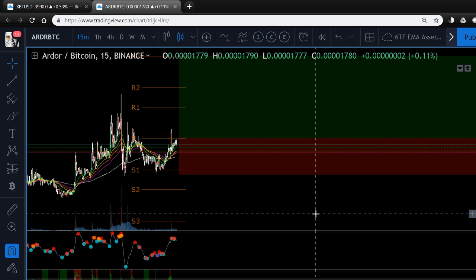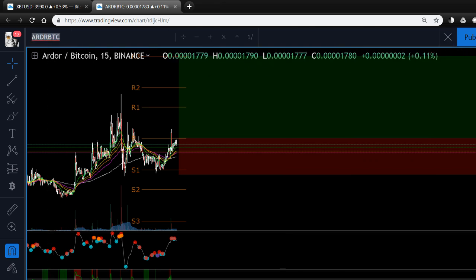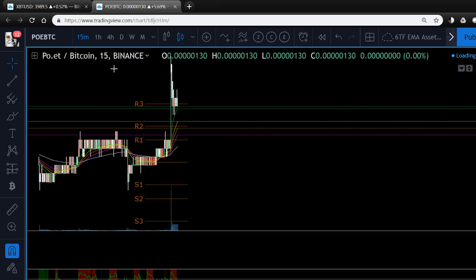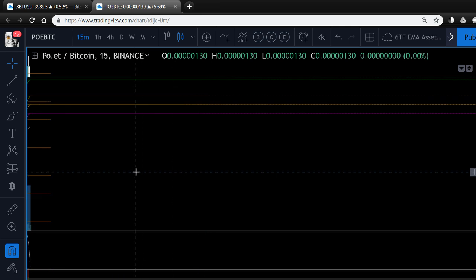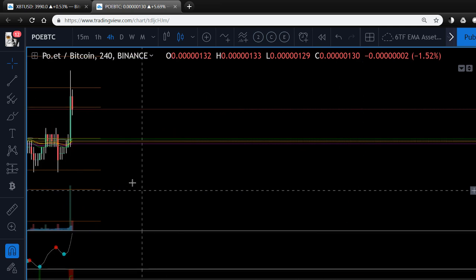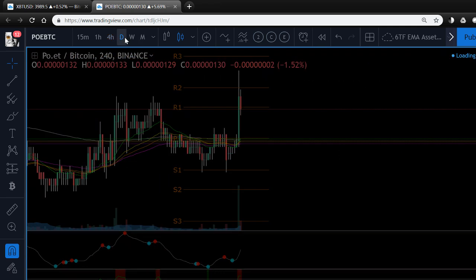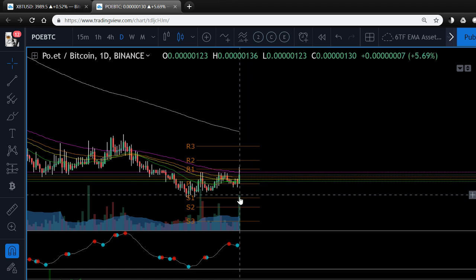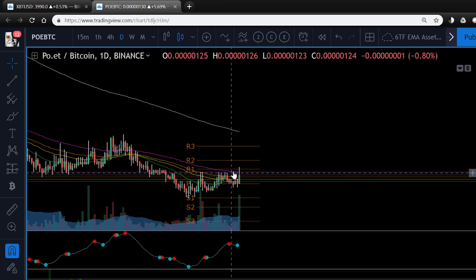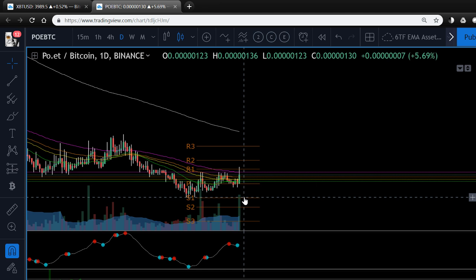What else we got? We did GTO, we did Ardor. Pole was the same thing. Pole got some volume, right? So this could go both ways because you can get resistance here, or it can drop back down to this support right here, right?